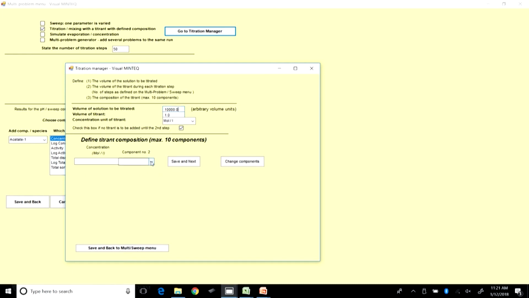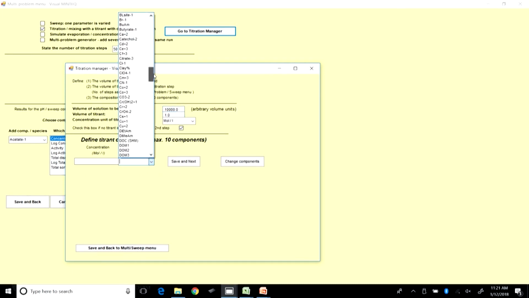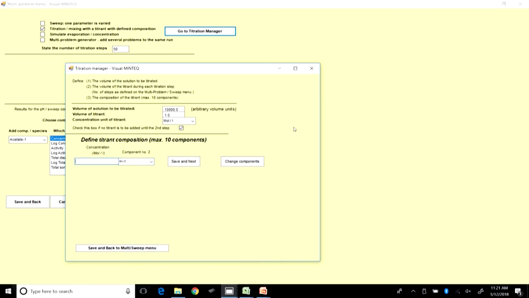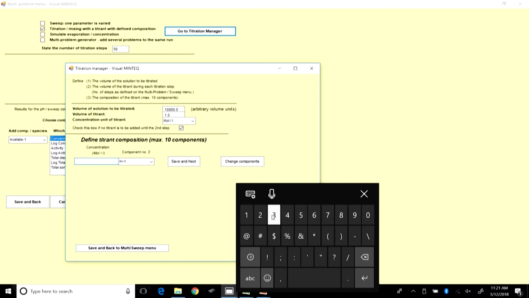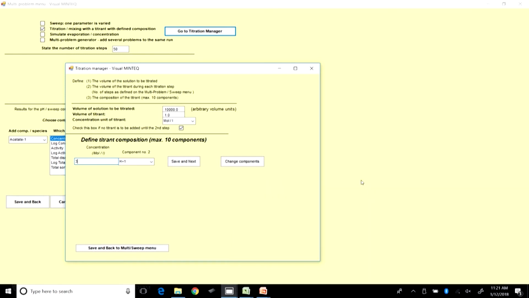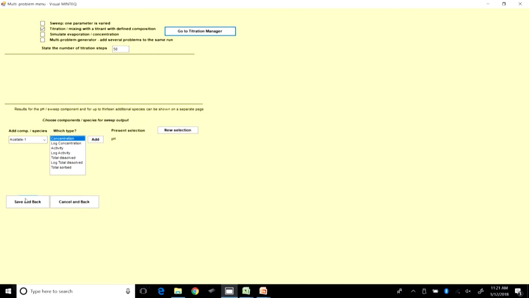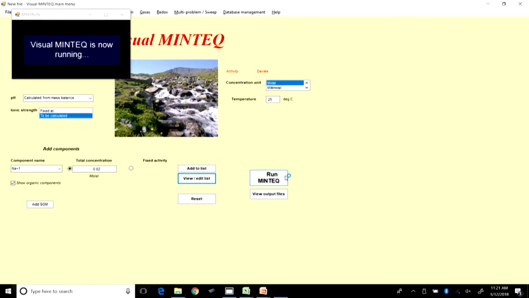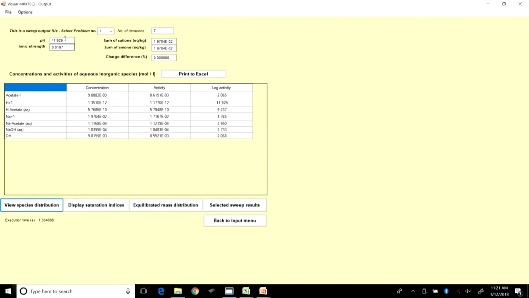So I am going to delete this component, again go back to finding H, right, and then I am going to say that it's going to be equal to the same concentration of the base that was added earlier. So save and next, save and back to multi-sweep menu, and save and back, and now I am going to run VMINTEQ. So obviously the first case that we see is we end up with a pH of 11.9. So 11.9 is a bit higher than 11.7, which is what we were aiming for, but to save time we are going to go ahead and look at this particular step for trial and error, right.